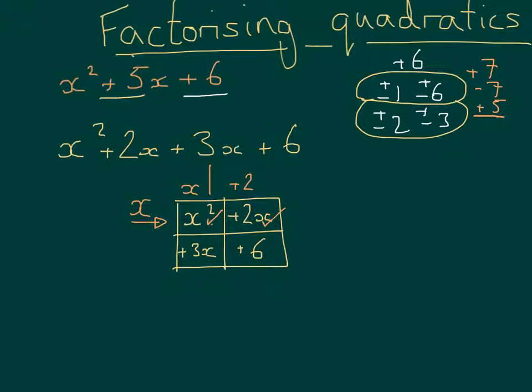Now let's look downwards. x times what will give us plus 3x? Well, that's plus 3. And let's double check, last box, plus 2 times plus 3 gives us plus 6. So we can now put this into our brackets. If we go downwards, we have x plus 3. And if we go across the top, we have x plus 2.